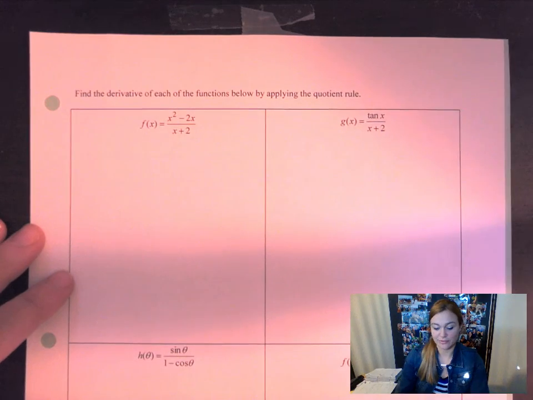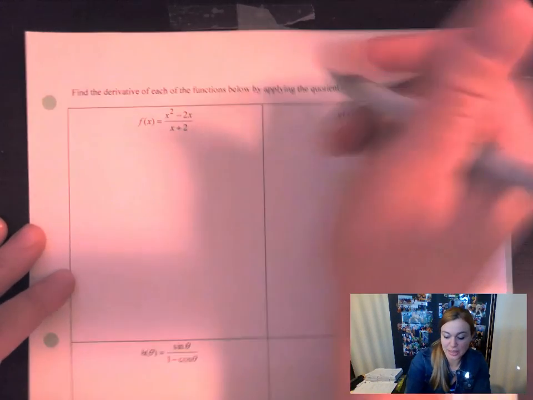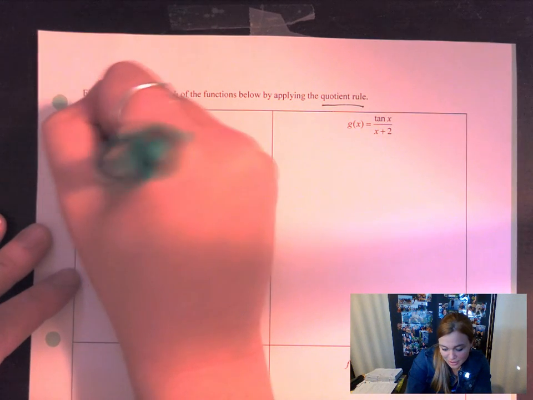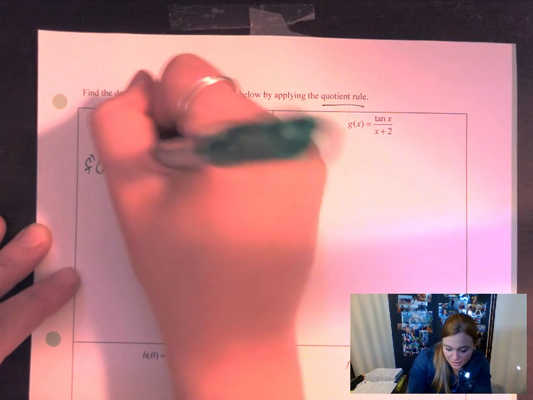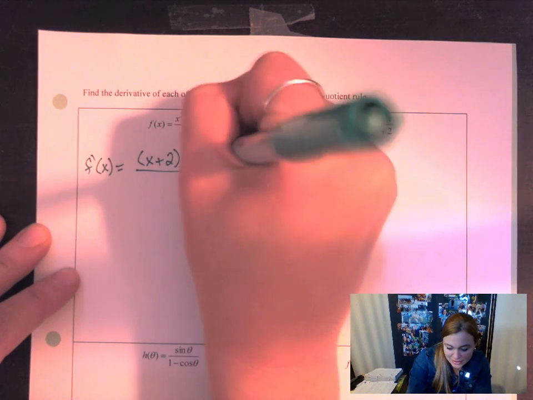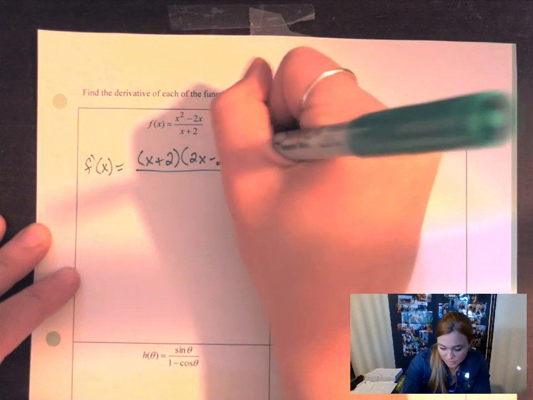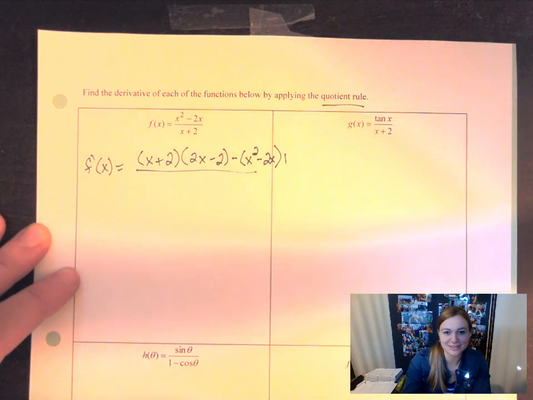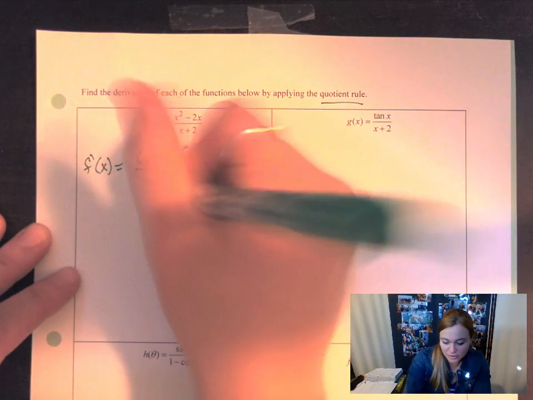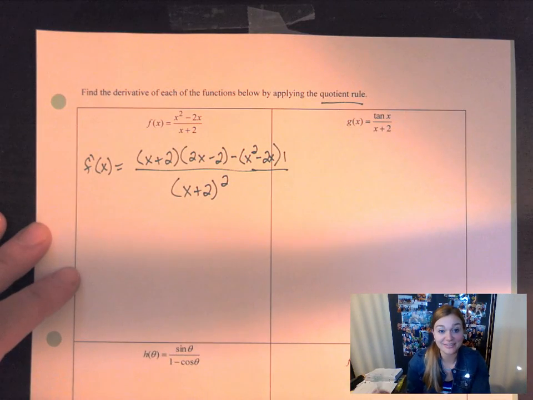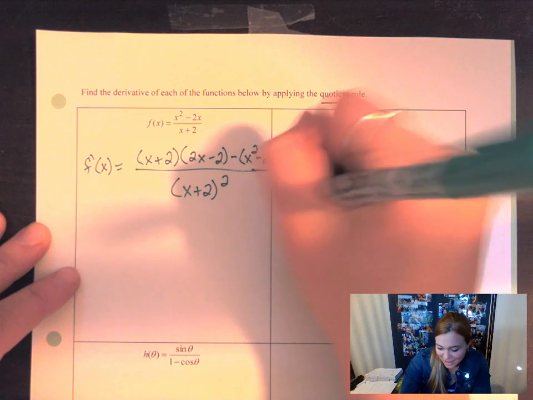So let's do another one. Find the derivative of each of these functions by applying the quotient rule. So the quotient rule is bottom times the derivative of the top. Don't forget parentheses. Minus top, I'm going to run out of room, so I'm going to write outside the box, times the derivative of the bottom, over the bottom squared. And then you know what you do with that answer? You leave it.